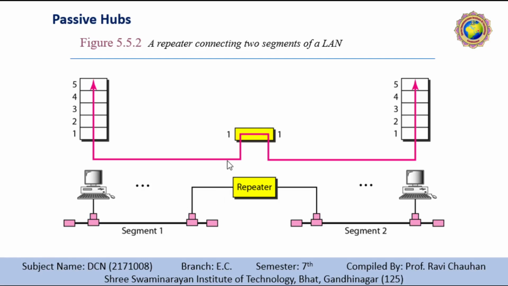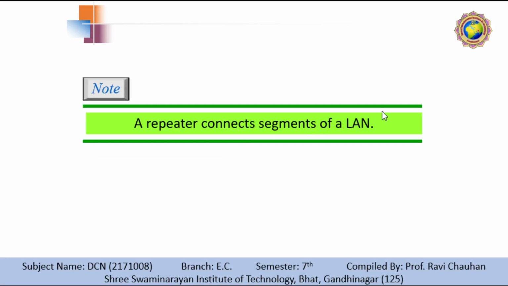A repeater does not actually connect two LANs, it just connects two segments of the same LAN. The segments connected are still part of one single LAN. A repeater is not a device that can connect two LANs of different protocols. So a repeater connects segments of a LAN, not LANs.